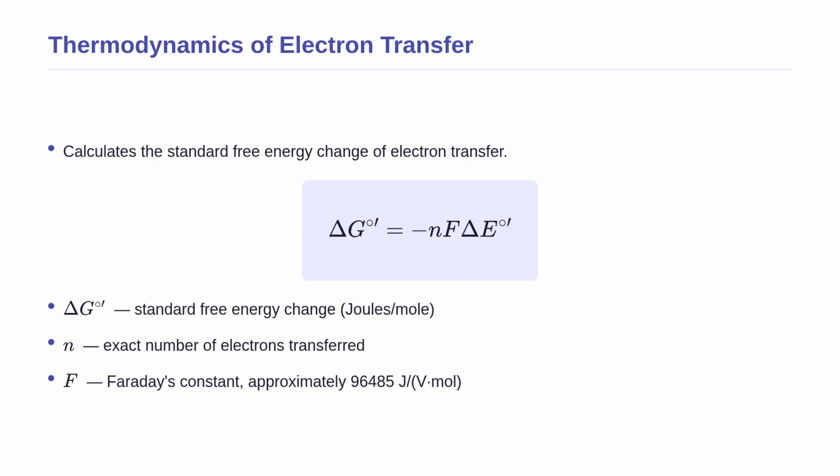The variable n represents the exact number of electrons being transferred. The symbol F stands for Faraday's constant, which acts as a conversion factor between electrical and chemical energy. When the right side of the equation is negative, it means energy is successfully released for the cell to use. If the number of electrons increases, the total energy released also increases proportionally.